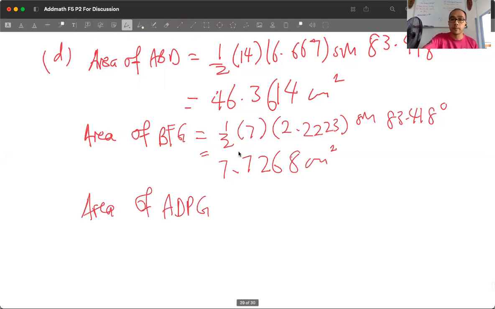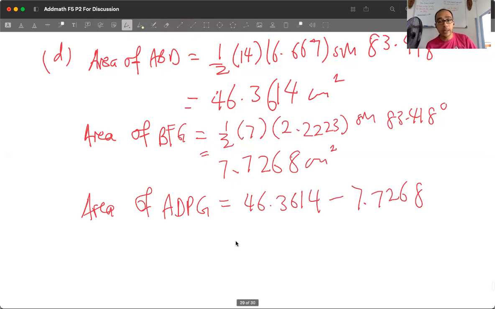So the area that we actually want to find, of ADFG, will be 46.3614 minus 7.726. Then your final answer, you can give it to me in 4 decimal places or 3 decimal places, but I will stick to the convention of 38.635, which is the answer that we are going to have.